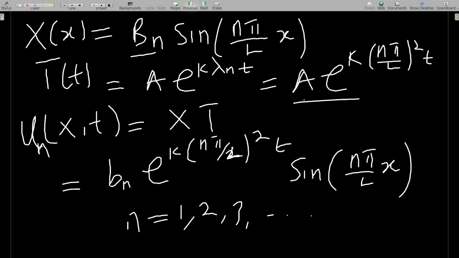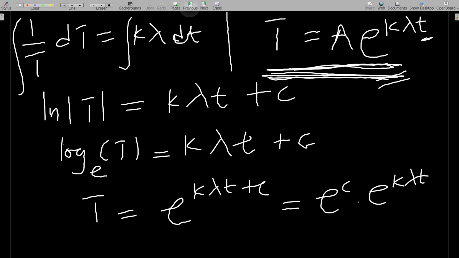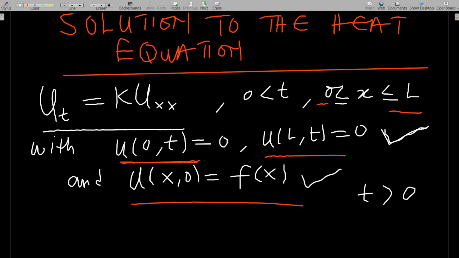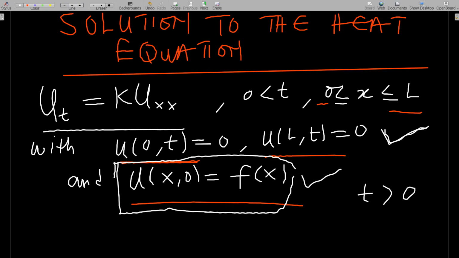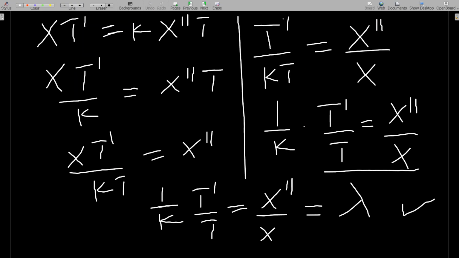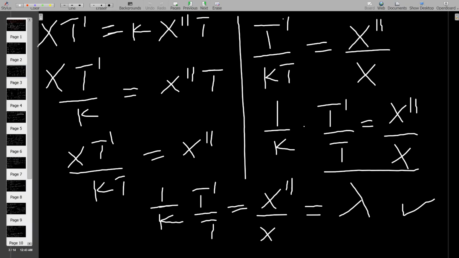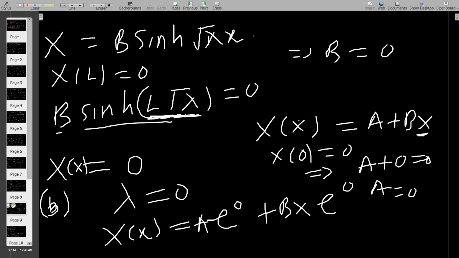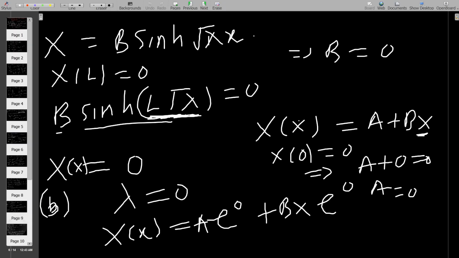Remember, in the heat equation, it was given that the initial condition is u(x,0) equals f(x). So we'll need that. u(x,0) is what you are going to need.